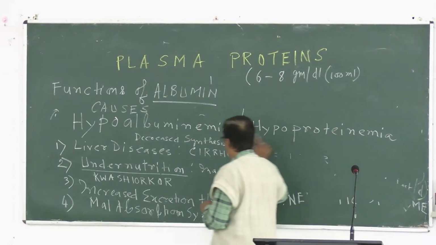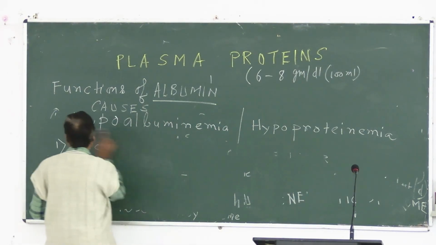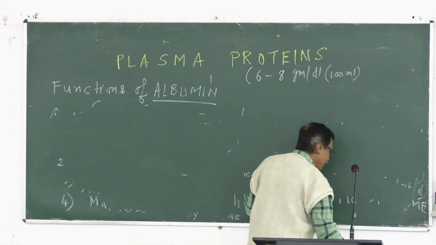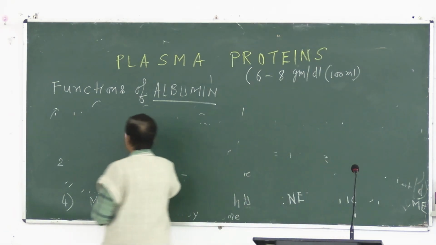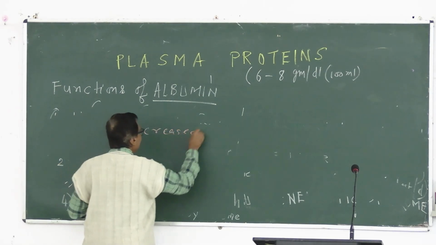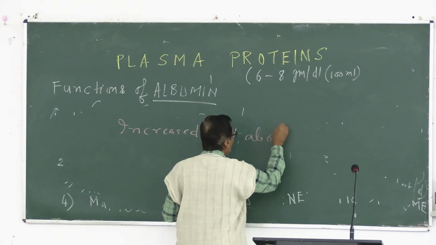So these are the causes of the hypoalbuminemia, and also increased catabolism. What is increased catabolism? It means increased breakdown of the protein. When does increased catabolism occur?